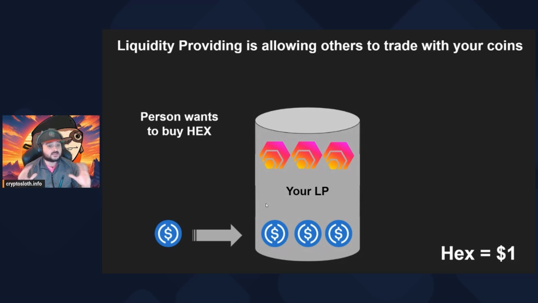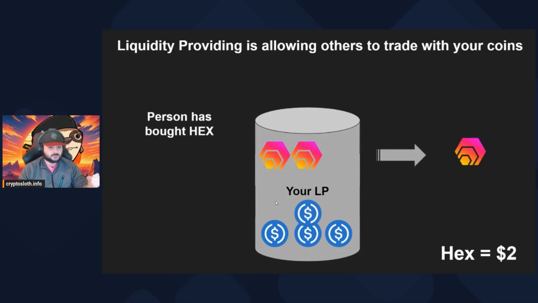Okay. Now, let's say somebody wants to buy HEX. You've put your coins in this liquidity pool, and so somebody who wants to buy HEX is going to take their USDC and place it into this pool. Then when they place it into the pool, they're going to get HEX back at the rate at which the price is set. So in this case, it was $1. They put $1 in, they get 1 HEX token out.